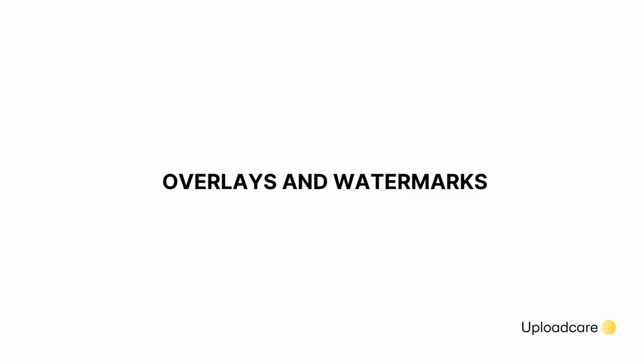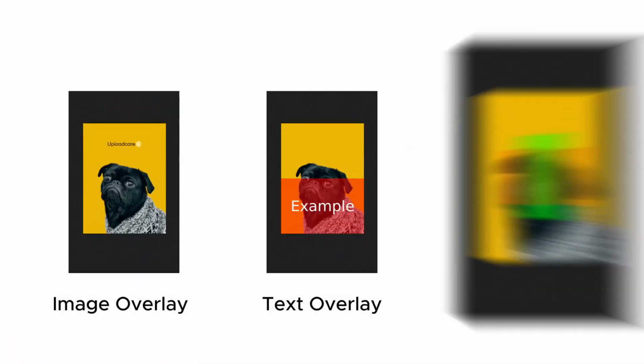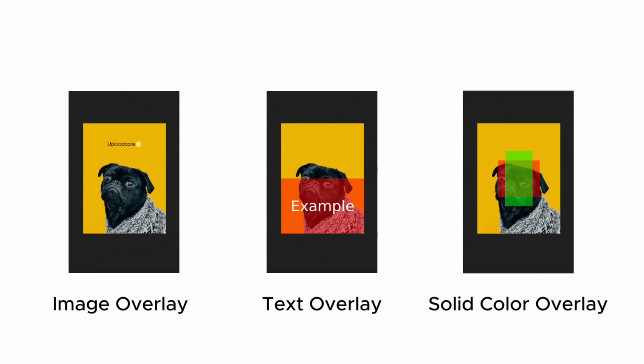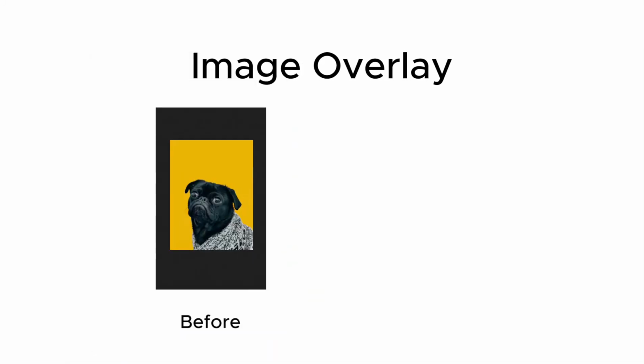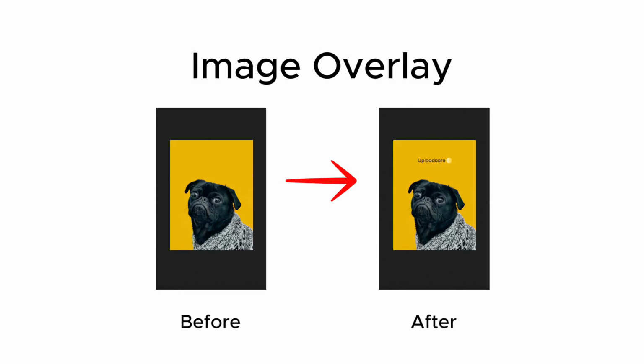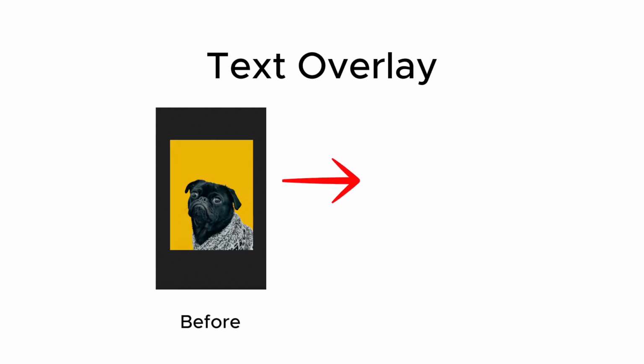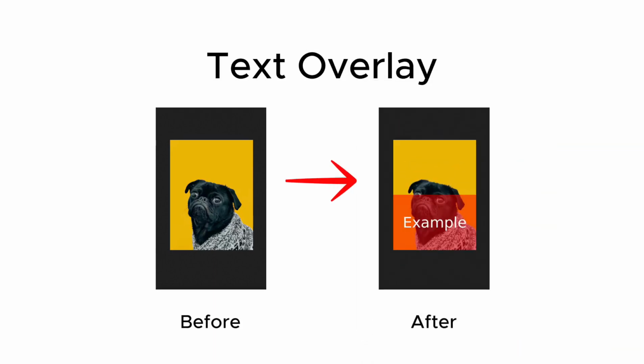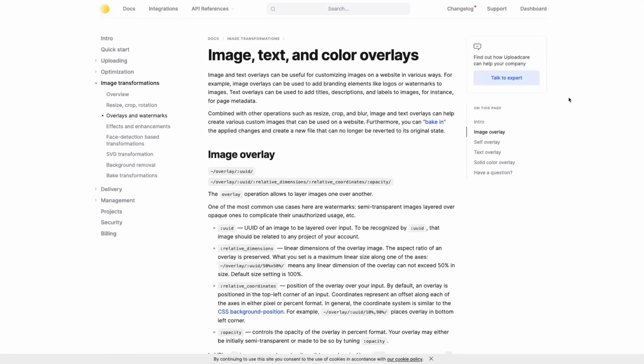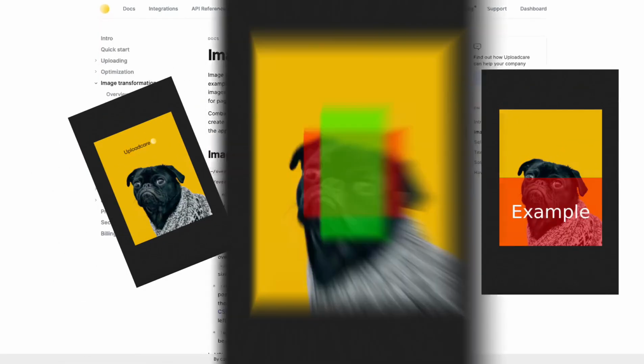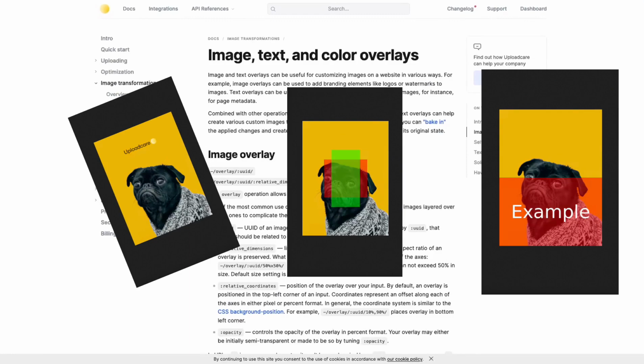Today, we will talk about the key aspects of image, text, and color overlay. These operations can enhance the customization of images on a website. For instance, image overlays serve as a tool to incorporate branding elements such as logos or watermarks onto images. Text overlays, on the other hand, are used to add titles, descriptions, and labels to enhance the informational context of images. In this guide, we will demonstrate how to apply image, text, and color overlays using UploCare operations.